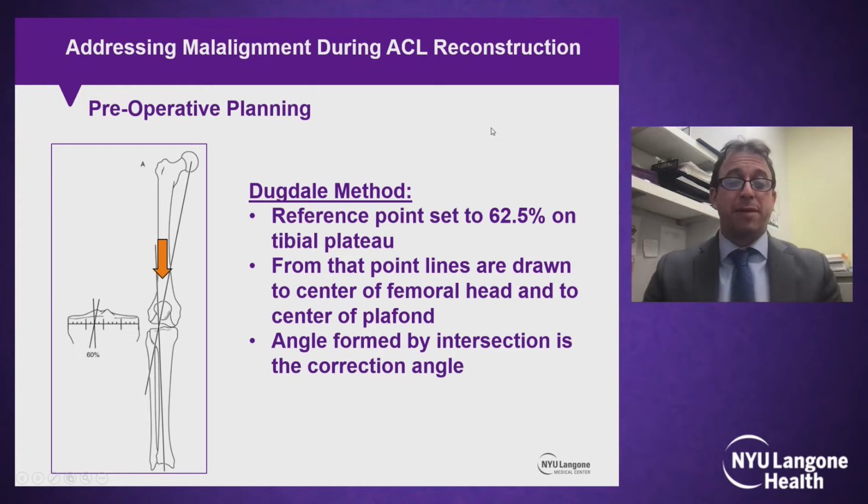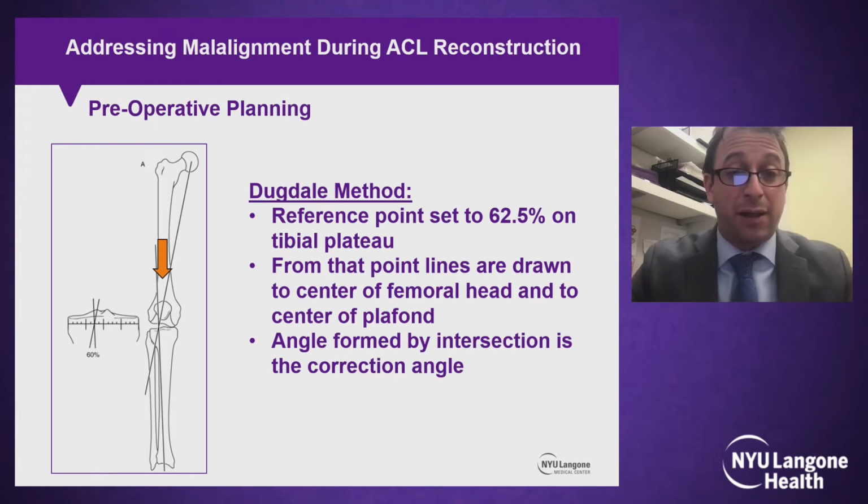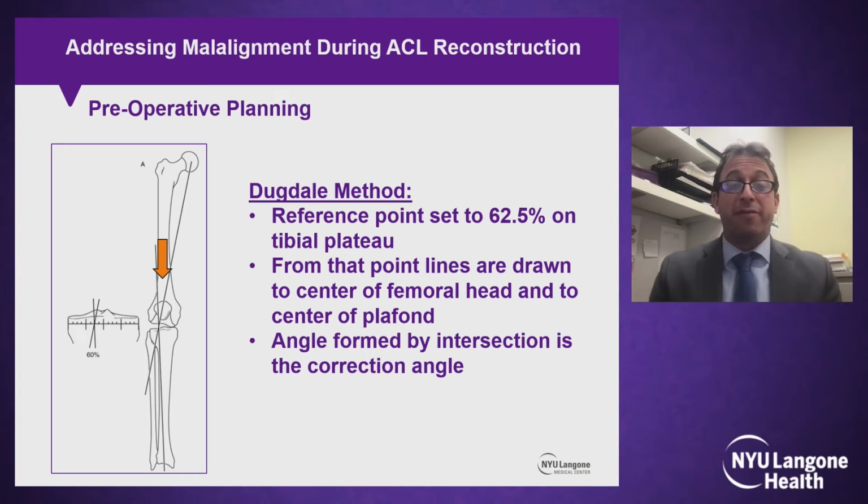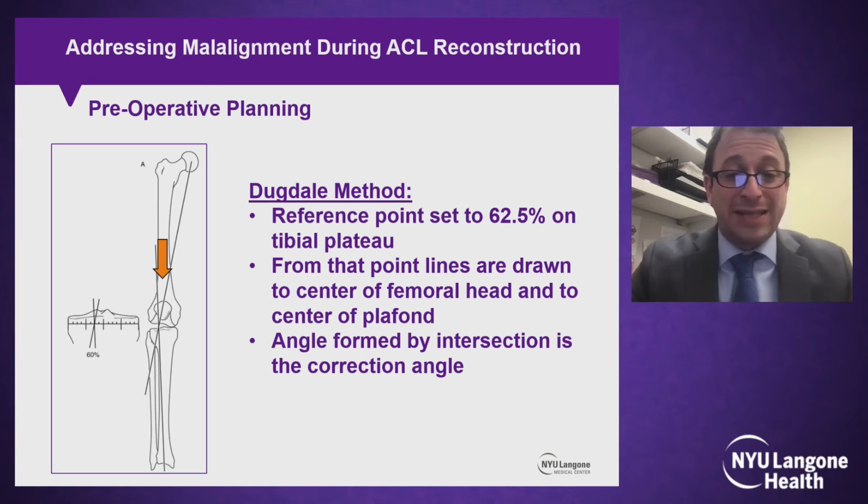So if we're going to tackle this combined high tibial osteotomy to correct the varus malalignment with an ACL reconstruction, in this case a revision, it requires a bit of preoperative planning. I like to utilize the Dugdale method, and it's depicted here. We pick a reference point that's set at 62.5% across the tibial plateau. It basically is the downsloping area just lateral to the lateral tibial spine. From that Dugdale's point, we draw lines from the center of the femoral head and then up from the center of the plafond. The angle formed by the intersection of these two lines is the correction angle.